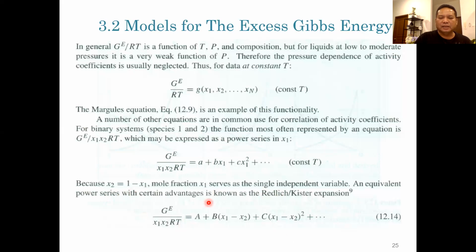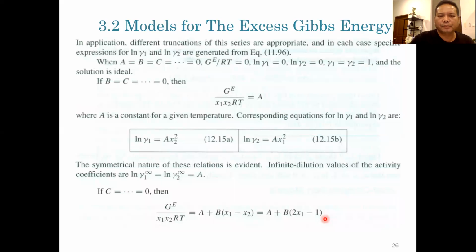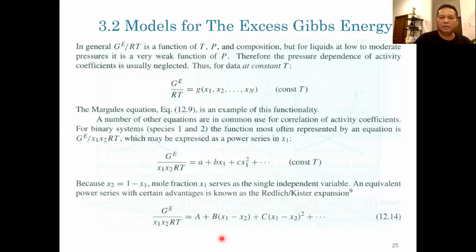So this is the first, second, third virial. If A equals B equals C equals 0, then everything here will be 0, which means it is exactly an ideal gas, an ideal solution, right? So with GE equal to 0, it is the ideal solution.